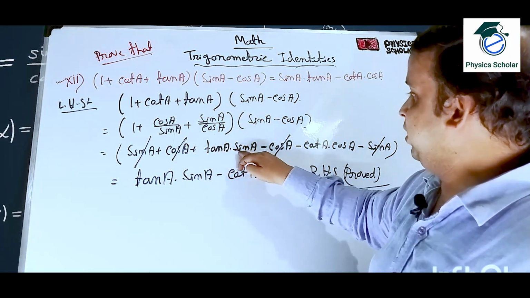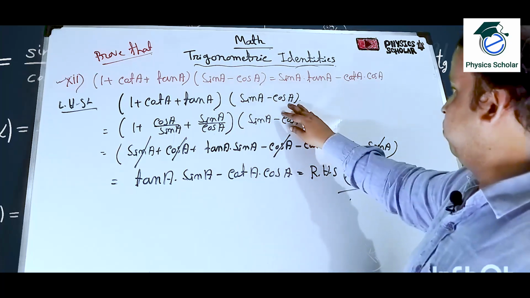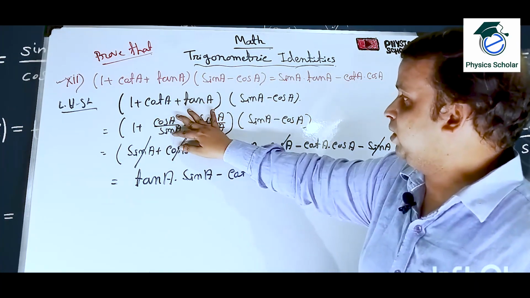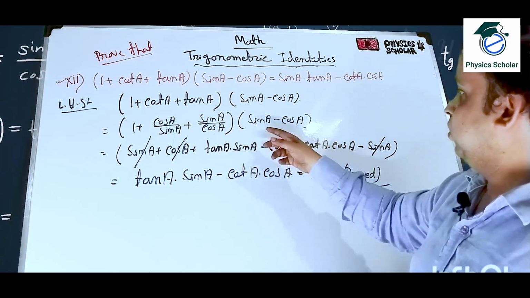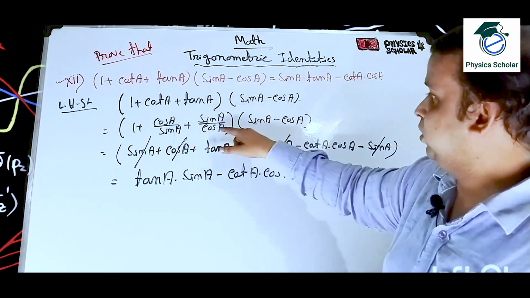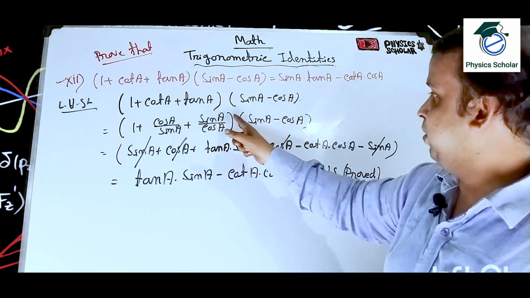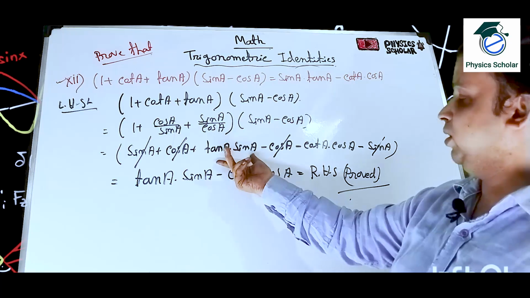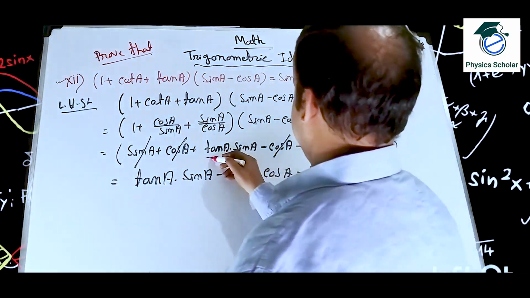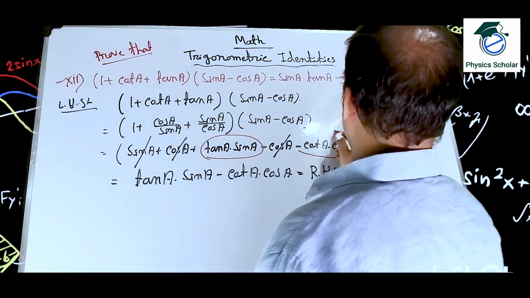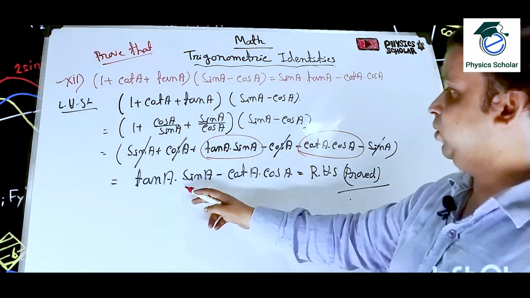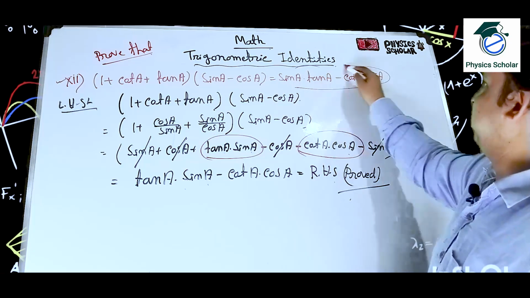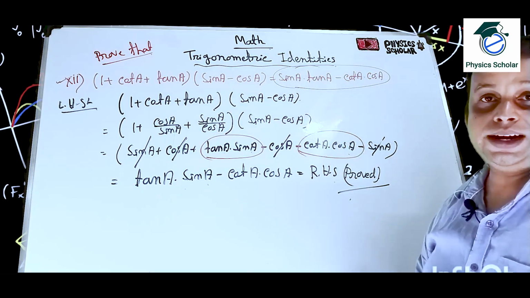sin by cos means tan A into sin A. Clear? Now minus cos A into 1 means minus cos A, into this, that means cos by sin means cot A into cos A. Minus cos A into this means minus cos A, and cos A and cos A will be cancelled, that means minus sin A. So minus sin A plus cos A minus cos A will be cancelled. So what is left? This one is left, and here this one is left. Clear? So that means tan A into sin A minus cot A into cos A is equal to, that we have to prove here. So is equal to right hand side, proved.